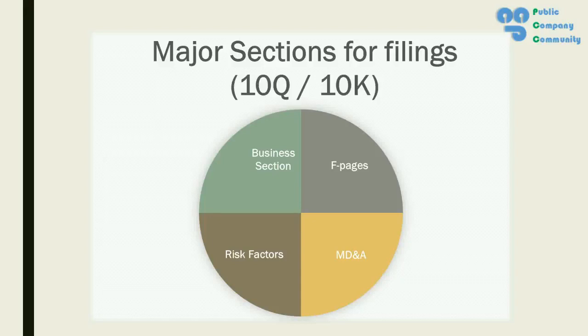Alright, so when I'm looking at a 10Q or a 10K, I typically think about it in four distinct sections. You've got the business section, you've got the F pages, which are all the financial statements and footnotes. You've got the MD&A, which has the results of operations and liquidity and cash flows, and then the risk factors.